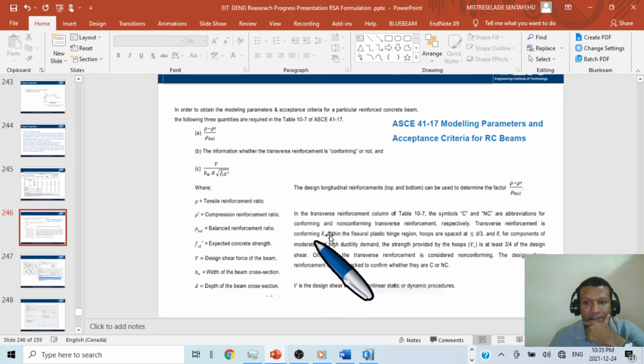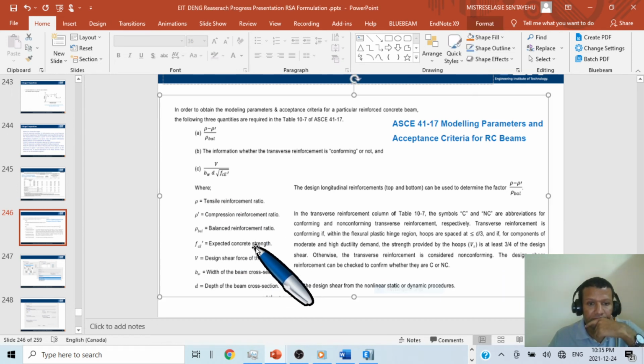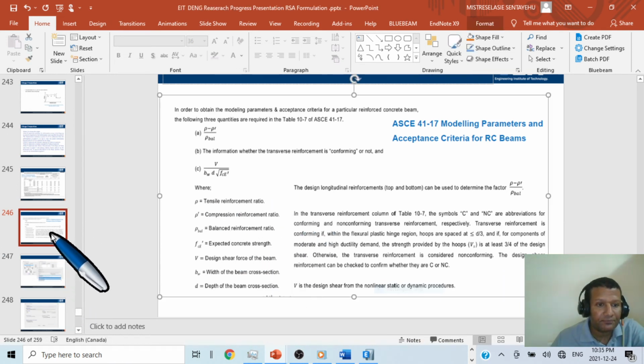So you can read it, the design longitudinal reinforcement top and bottom, as I showed you. This is for the top, this is for the bottom, this is for the balanced. So confirming, non-confirming, and everything: tensile reinforcement ratio, phi, compressive reinforcement ratio, balanced, everything expected, because the expected concrete strength is 30% higher than the nominal strengths.